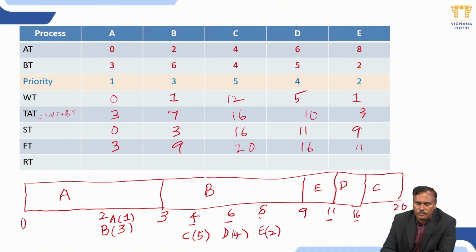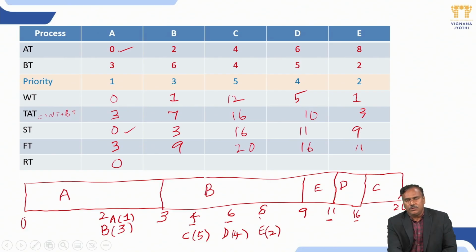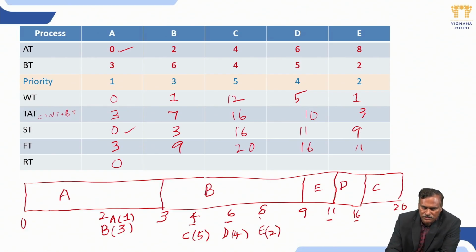Next, what is the response time of each process? Response time: from the start time you subtract the arrival time. So start time is 0, arrival time is 0. 0 minus 0, that is the response time. It has entered at 0, started at the 0th interval itself. It has not taken any more time. So immediately it has got its response. So response time of the process A is 0.